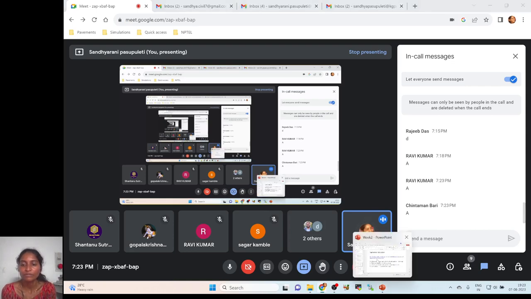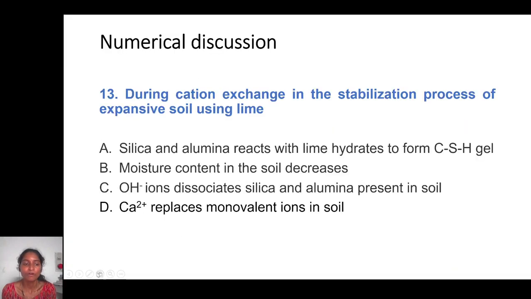Okay. Everybody mostly says option A. Option A individually is correct actually. It forms CSH gel, but it is not forming in the cation exchange. So if you could have seen the process of lime exchange, there is an initial process, and the second stage there is something called pulverization. Pulverization is the stage where all these calcium silicate hydrate gels will form and soil becomes completely strong. Before soil becomes strong, the process is cation exchange, where this calcium plus 2 ions will come and they will replace the soil ions.